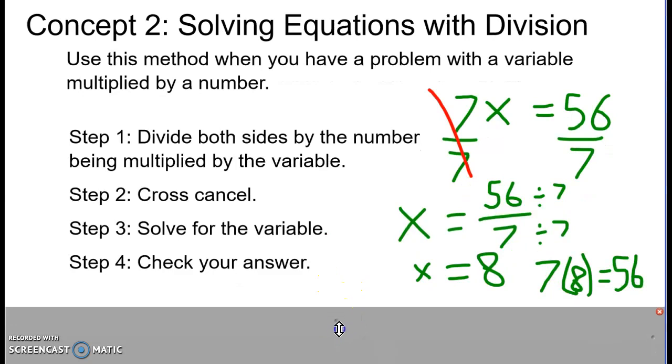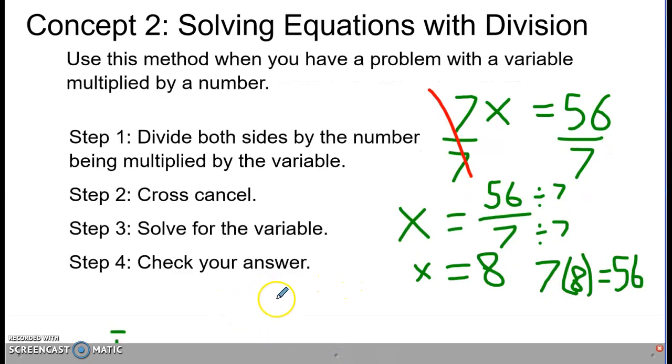All right. The only other place where some students struggle with these concepts is when the number multiplying by x is 1. All right. So, or negative 1. So if we have negative x, that's basically a negative 1x, equals, let's say, 4. All right.